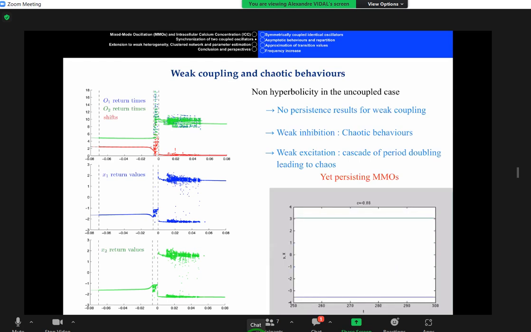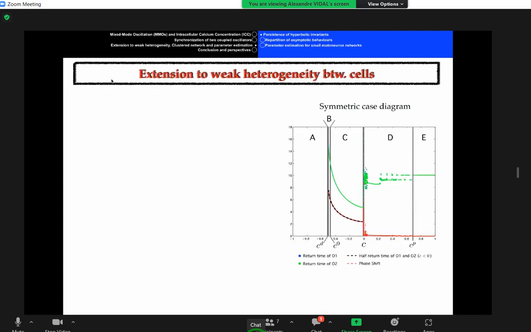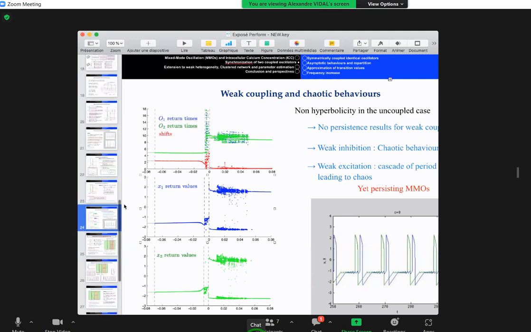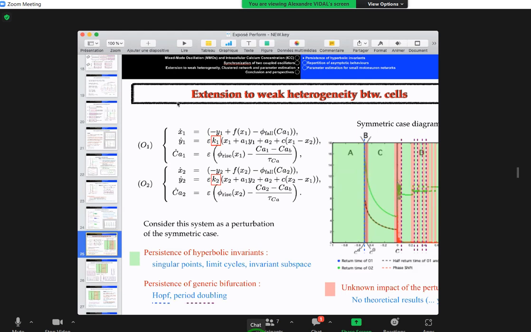And this is a magnified view of what happens for very small values of C. No, it's not a good one. Okay, sorry. There is some kind of problem in my keynote speech. Sorry. Okay. Just give me a second. I'm sorry. It seems that the simulation was too big for Zoom. Okay, I come back there.